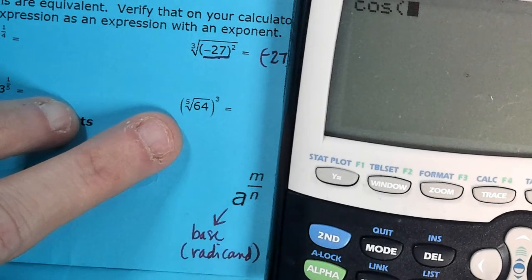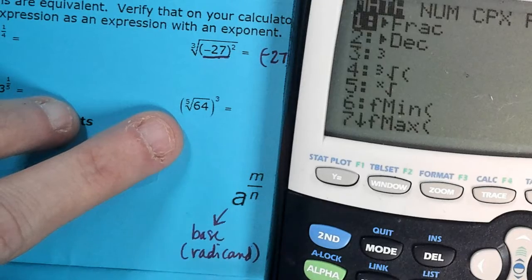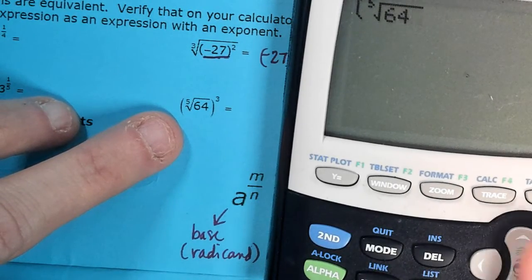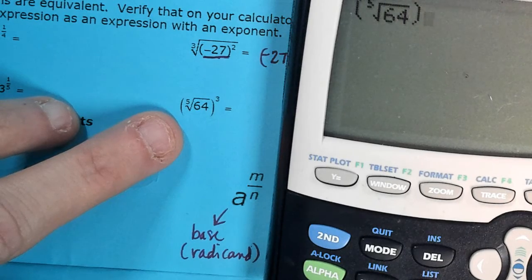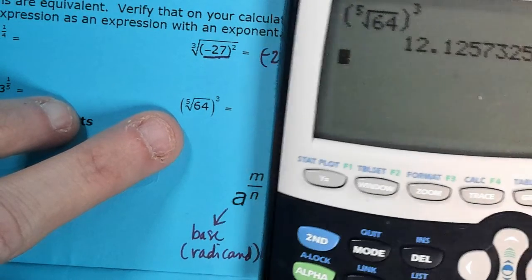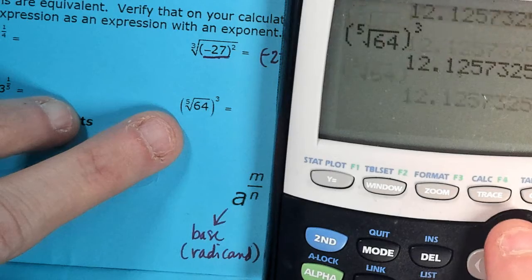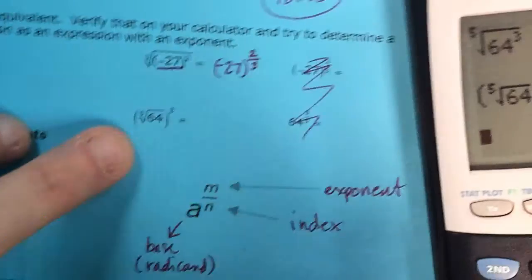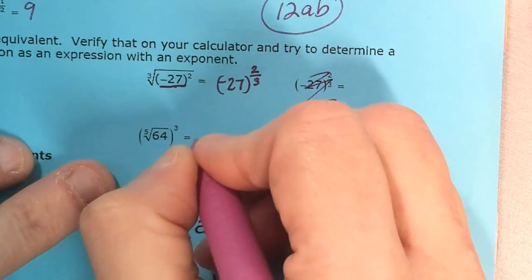So I have parentheses, Math 5, the 5th root of 64, exit that and close the parentheses, all raised to the 3rd power. And it gives me, is that the same thing it gave me before? Okay, well look at that. Now let's write it as a fractional exponent and see if we get the same thing.